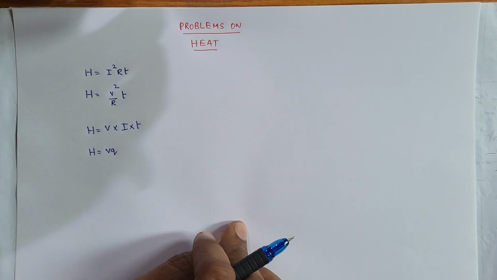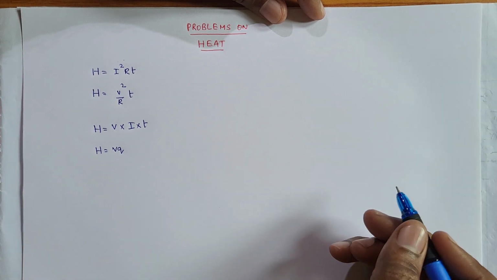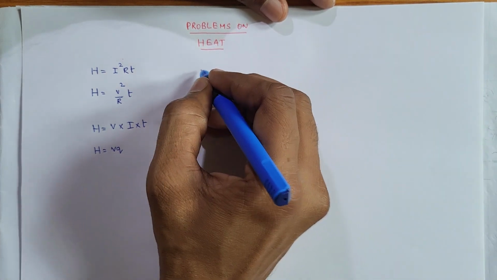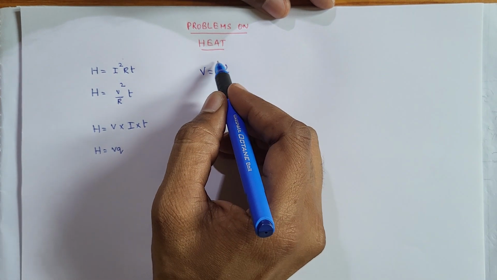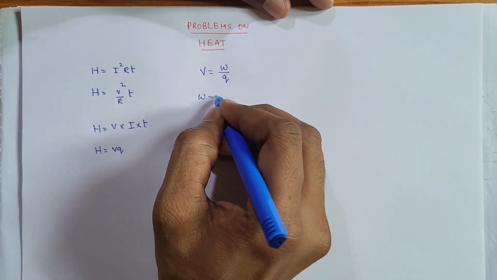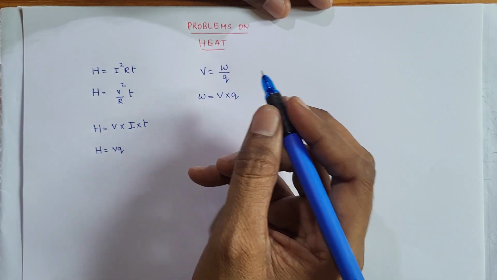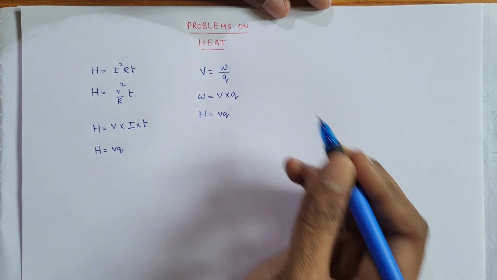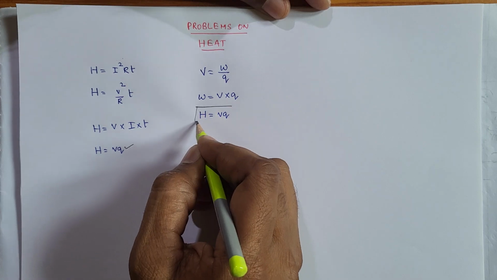But from where did we get these formulas? See, from the basic definition of voltage. What was the definition of voltage? Work done on unit charge, correct? So V is equal to W divided by Q. Work done or energy, both are similar, so we can write work done is equal to V into Q. This work done is itself nothing but energy, and that energy is in the form of heat energy here. So H is equal to V into Q. So here we got the first formula.